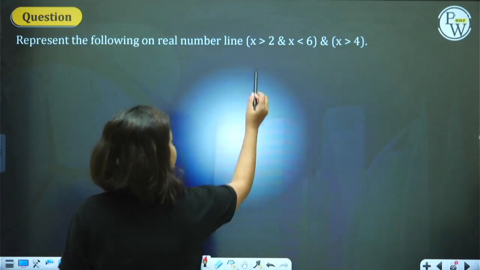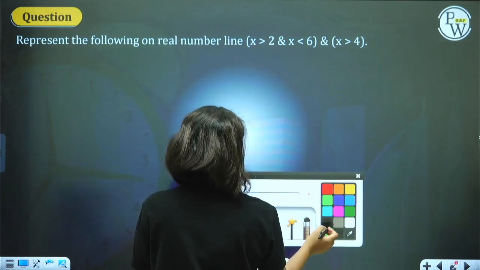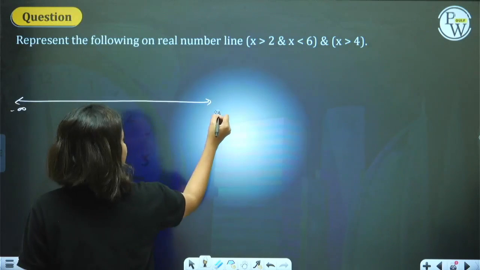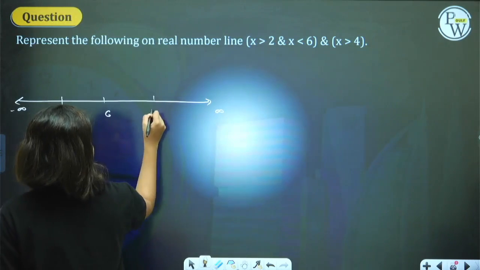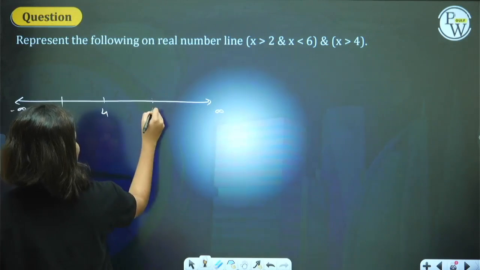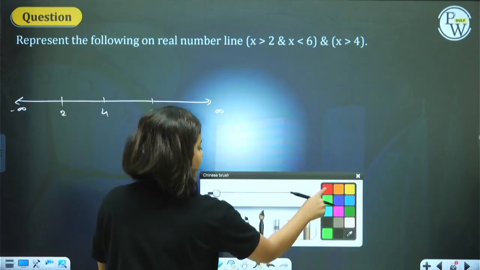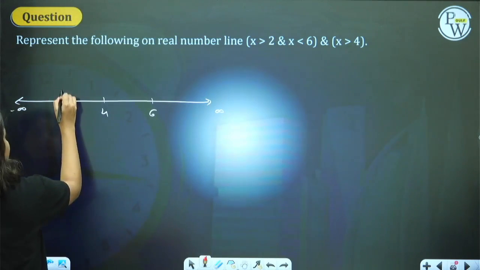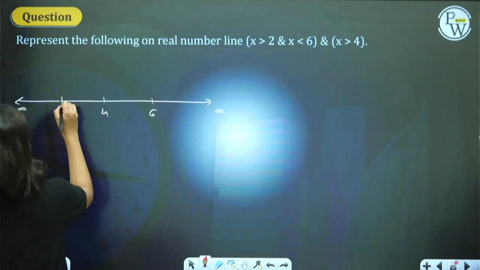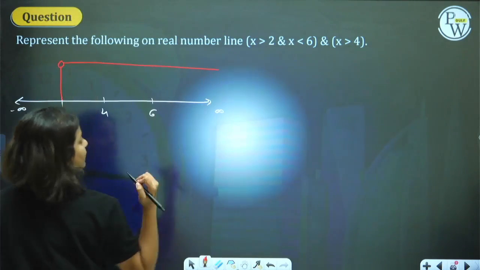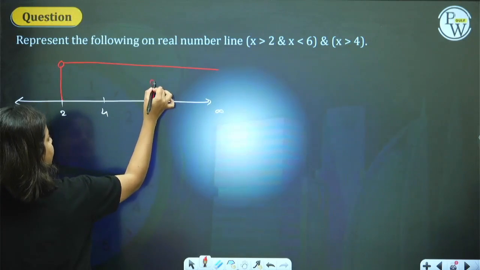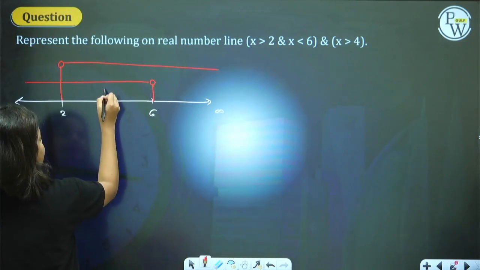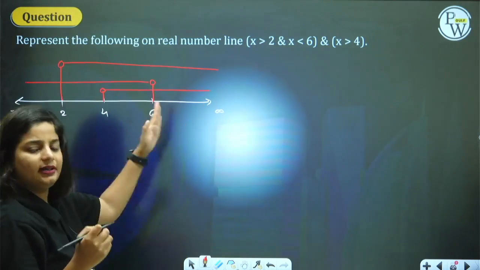One more: 2, 6, 4. Okay. On a number line, minus infinity to plus infinity, 2, 4, 6. Let's draw. First, x is greater than 2, just greater than 2, guys. Do not mind these small differences. Greater than 2, not equal to. Then x is less than 6. Okay, right? And the third one, x is greater than 4. Greater means on the right, less on the left.